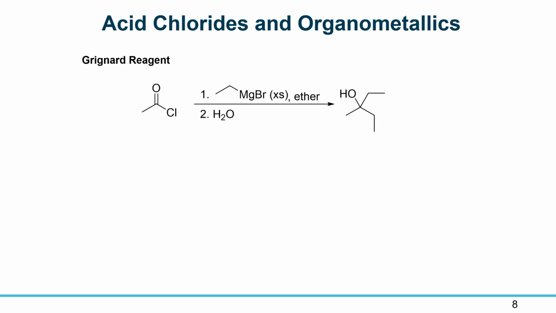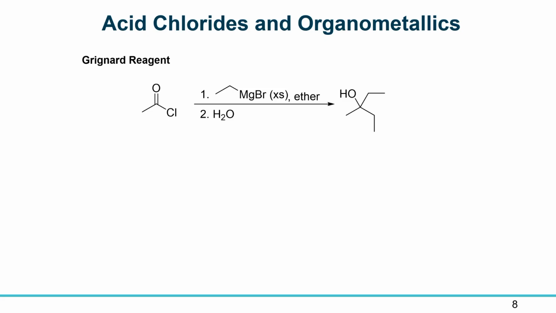Acid chlorides can also undergo nucleophilic acyl substitution with organometallic reagents. Reaction with excess Grignard reagent generates tertiary alcohols, where 2 new alkyl groups are added from the Grignard reagent. Water or hydronium ion workup is followed in a second step. The example shown here has ethanoyl chloride reacting with excess ethyl magnesium bromide Grignard reagent in ether to give the tertiary alcohol 3-methyl-pentan-3-ol.